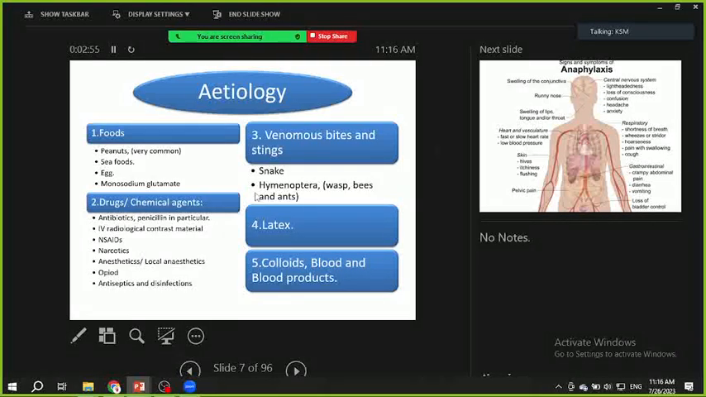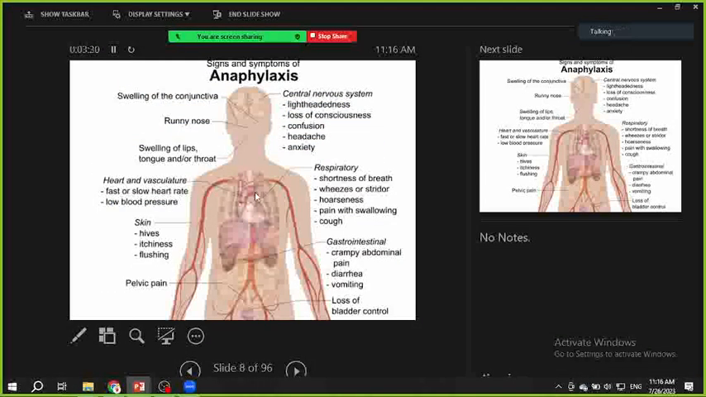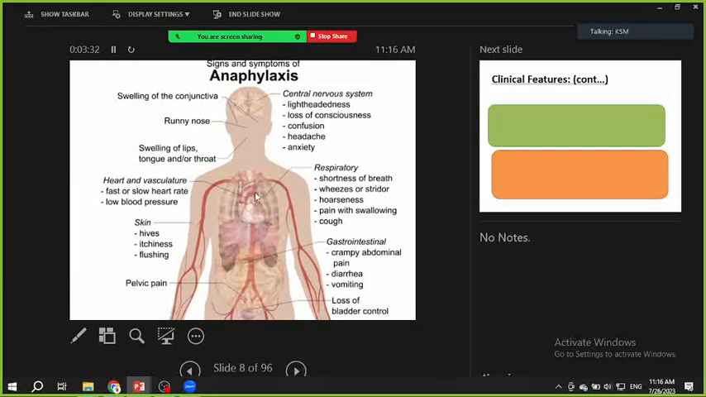A little bit about the etiology. Food is a mainstay. Peanut is very common in other countries, but not very common in Sri Lanka. Also seafood. Drug-wise, it's antibiotics, the penicillin group, or whatever the drugs, people could be anaphylactic and allergic. NSAIDs, narcotic drugs, anesthetic drugs, and opioids. Sometimes some patients are allergic even to piriton and to hydrocortisone as well. And venoms, stings, latex, blood and blood products. So this is just theory about the etiology.